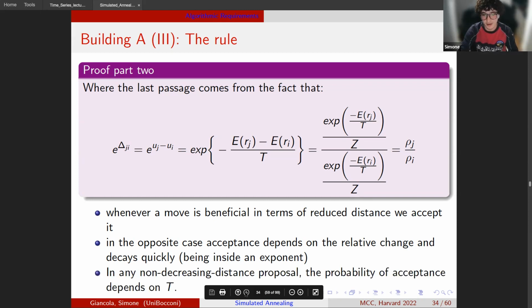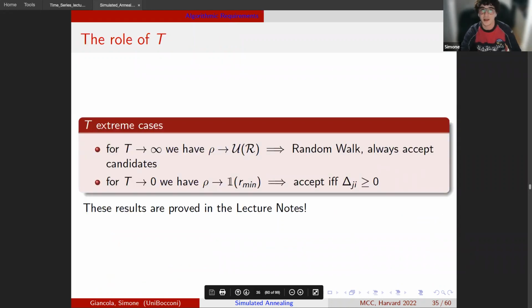This probability, however, always depends on the temperature T, which, if you've done machine learning, is kind of like a hyperparameter. So it is something which influences the decision choice when the distance is increased. And we might need to explore this further. We will give a rule to find a way to use this T in a clever process.